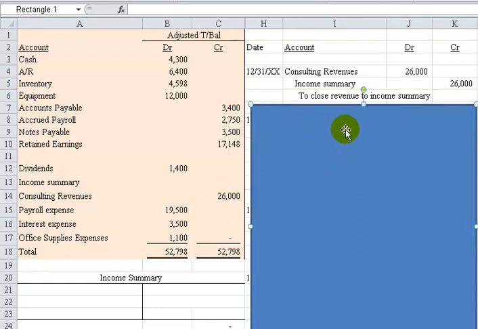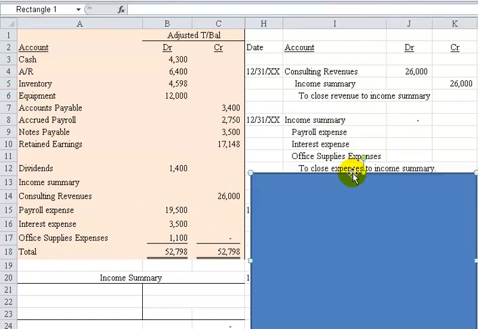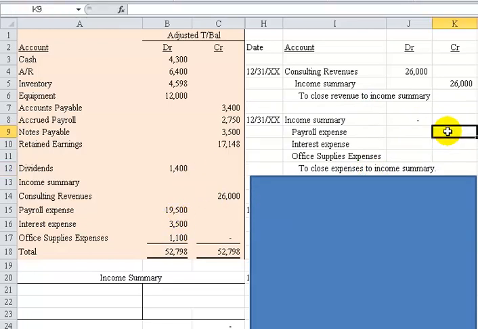All right, the next entry we need to close out are the expenses. The expenses we had all have debit balances, so we need to credit the payroll, the interest expense, and the office supplies. And of course, you close out all of the expenses. The total of that is a debit to income summary.